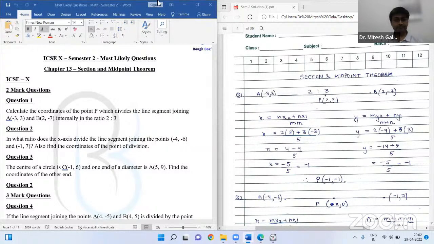So there you go with your question and the answer. Let's just look at it. How do we solve it quickly? It says calculate the coordinates of P which divides a line segment joining in the ratio 2:3. You apply the section formula, which we already know, simple question, and you get -1.